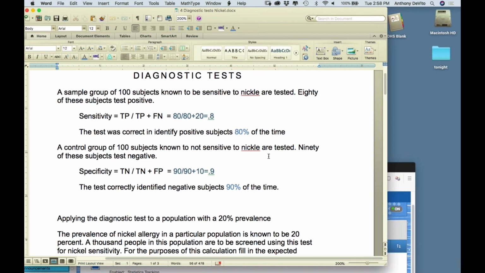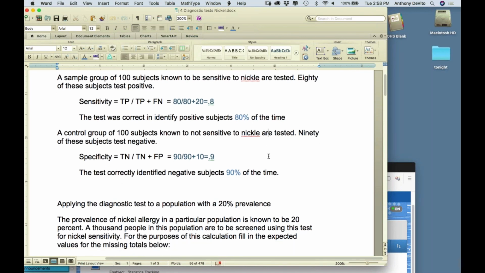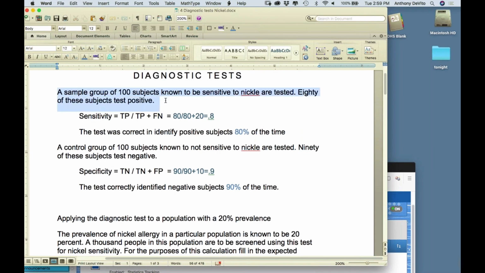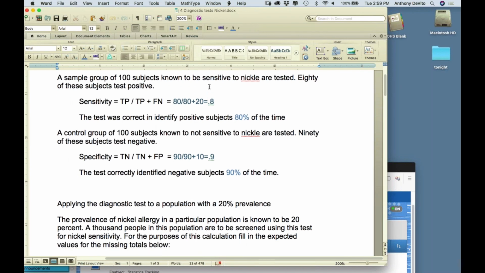Let's say a pharmaceutical manufacturing company comes up with a non-invasive test for determining whether or not you're allergic to nickel, and they want to market this test, but they want to test it first. So they take a sample group of 100 subjects who are known to be sensitive to nickel, because they've been diagnosed before, and they use this diagnostic test on them. Out of the 100 people, it gets 80 of them right. 80 out of 100 were true positives for nickel allergy using this screening test.